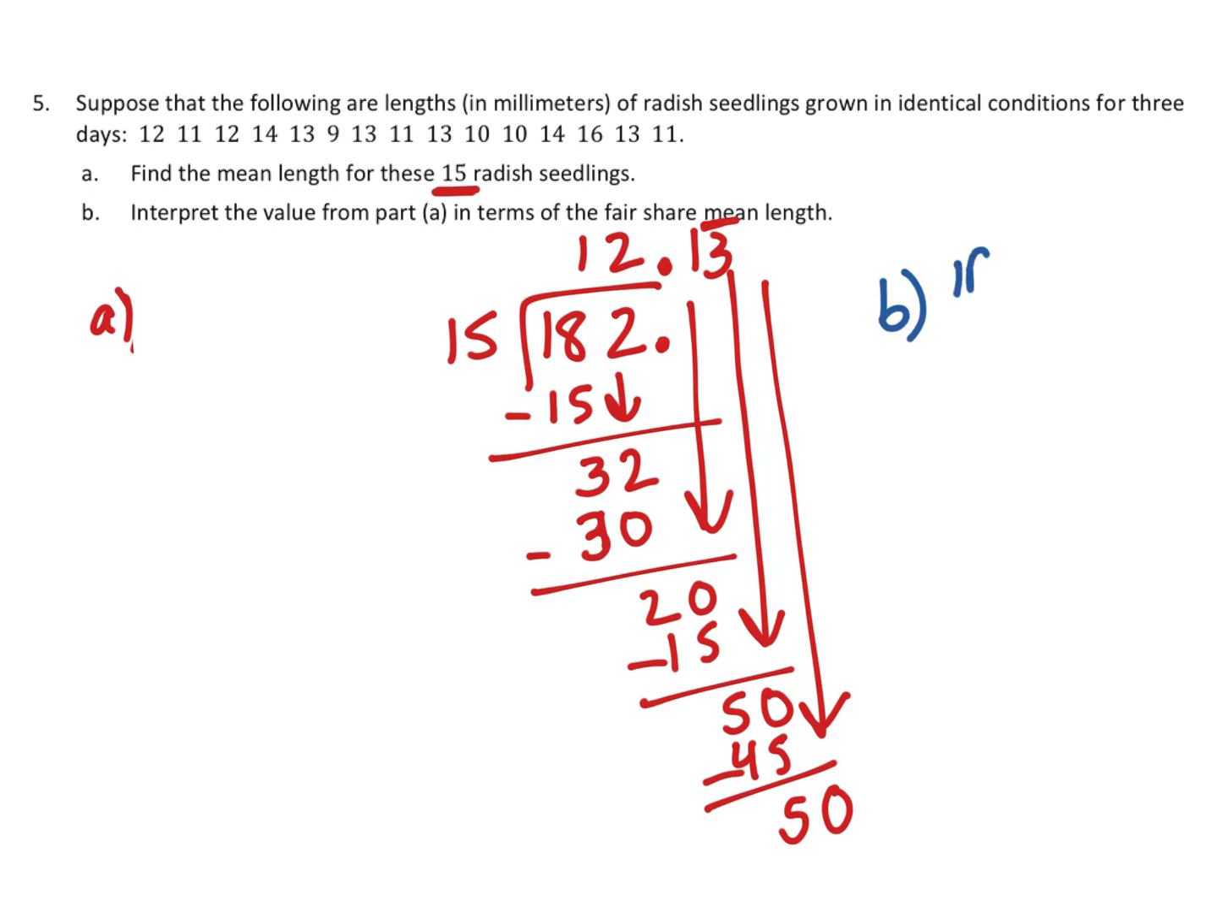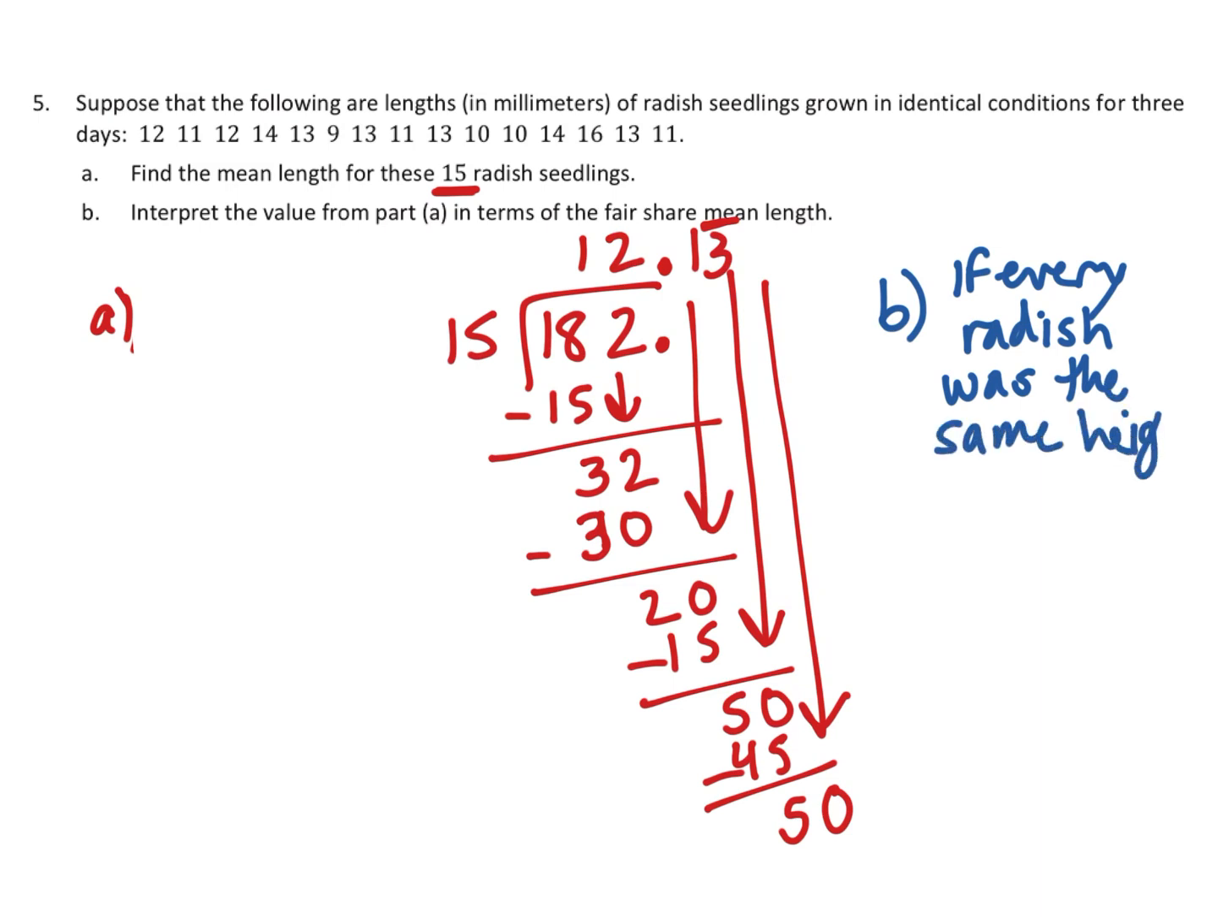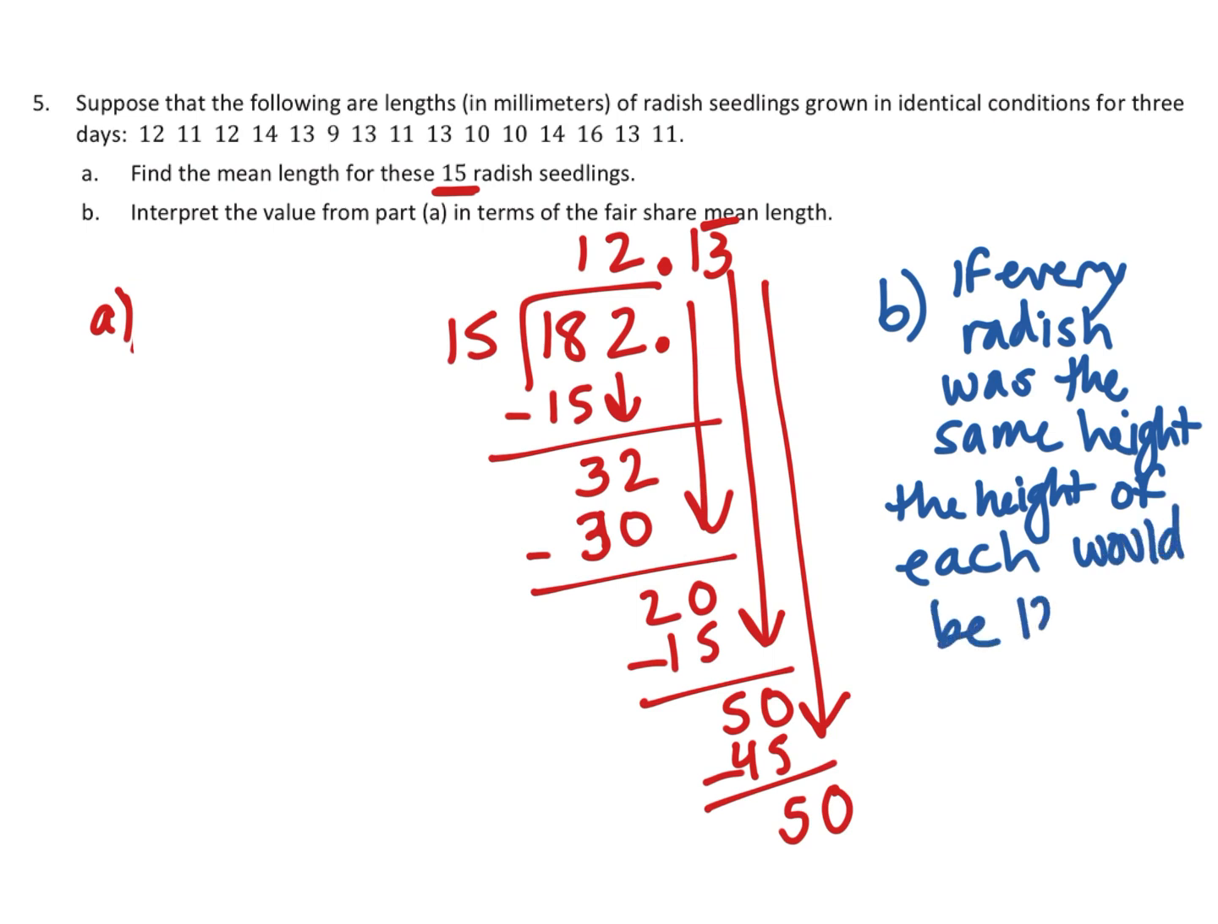This means if every radish was the same height, meaning if we shared the height so they all were the same height, the height of each would be 12.13 millimeters. So they'd be 12.13 millimeters tall.